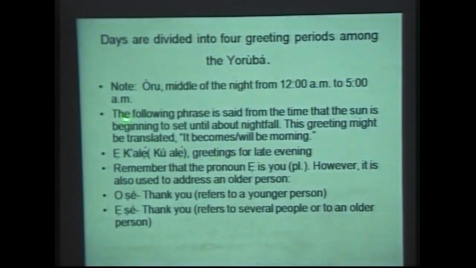The following phrase is said from the time that the sun is beginning to set until about nightfall. This greeting might be translated: it becomes, will be morning. Ekaale, kuale. Greetings for late evening. Remember that the pronoun e is you, that is, in plural. However, it is also used to address an older person. Oshé, thank you, refers to a younger person. Eshé, thank you, refers to several people or to an older person.